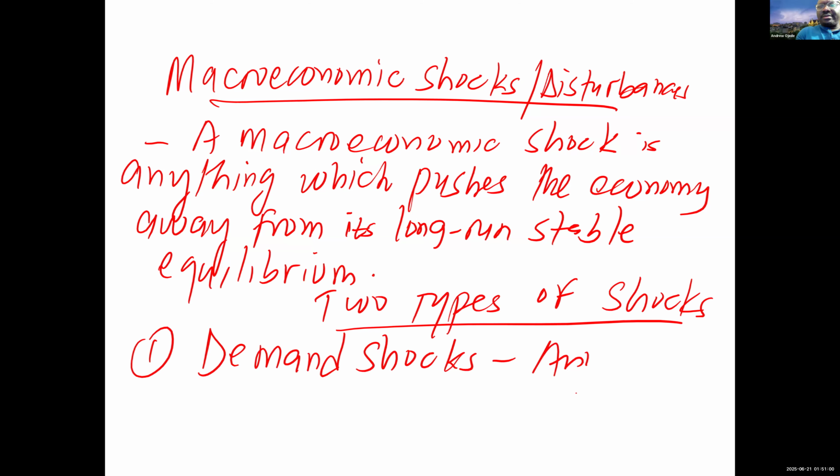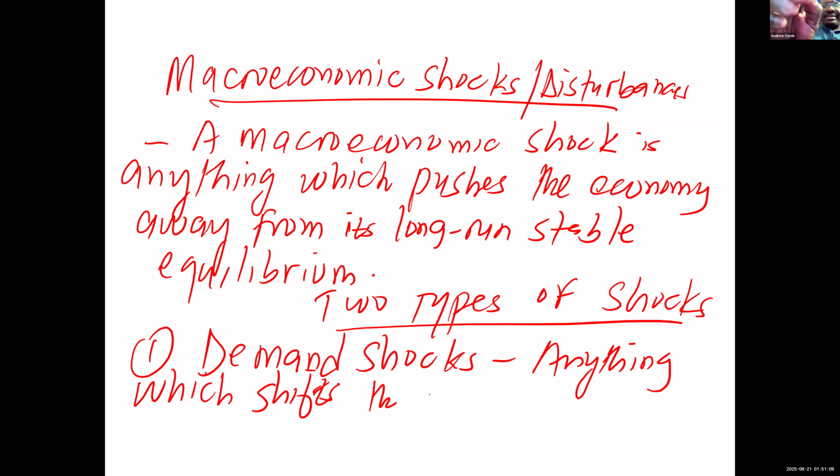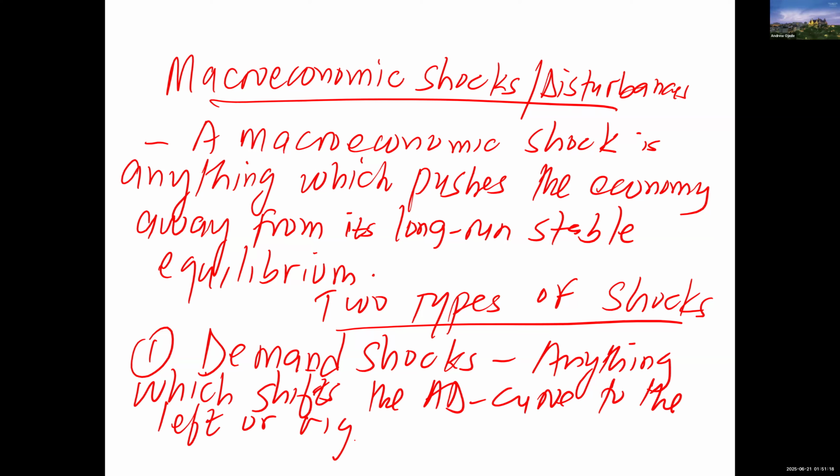So anything which shifts the aggregate demand curve to the left or right is a demand shock. We call it a demand shock. And we talked in part 1 of this lecture about factors that shift the AD curve to the right or to the left. You know them already.